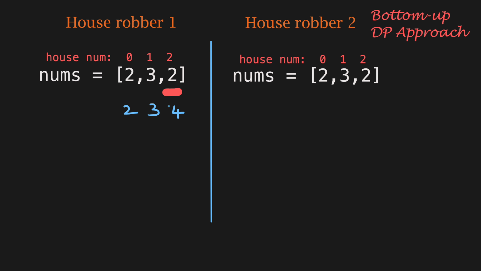Now let's look at House Robber 2 and see how things change with the circular arrangement. In House Robber 1, we can rob from house 0 and house 2 to maximize the loot, giving a total of 4. But now we cannot rob both house 0 and 2 together because they are adjacent to each other in the circular arrangement. So if I rob house 2, I cannot rob house 0. Or if I rob house 0, I cannot rob house 2.